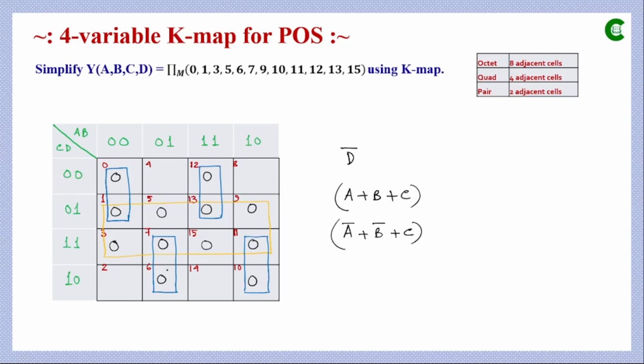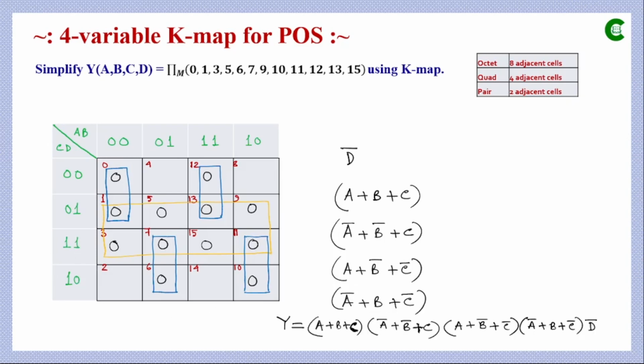Now if we evaluate this pair, the value of A is 0, B is 1. So it will be A plus B bar. D is changing value, C remains the same, that is 1. So it will be C complement. Then for this pair, the value of A is 1. So it will be A bar plus B, and D is changing value, C remains the same, which is 1. So it will be C complement.